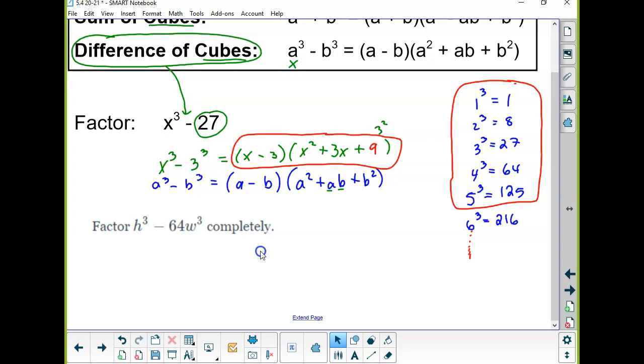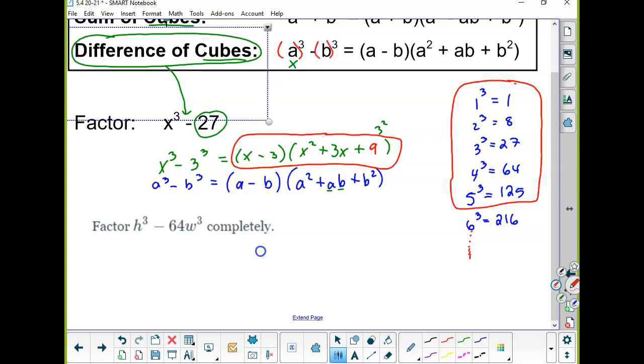Now notice this is a difference, right? Because it's subtraction, so we have to use the difference of cubes. But what I want to do, I need to rewrite this so it's in the form of a cubed minus b cubed. And some students like to put parentheses around that because the whole thing has to be cubed. So this is friendly right here.